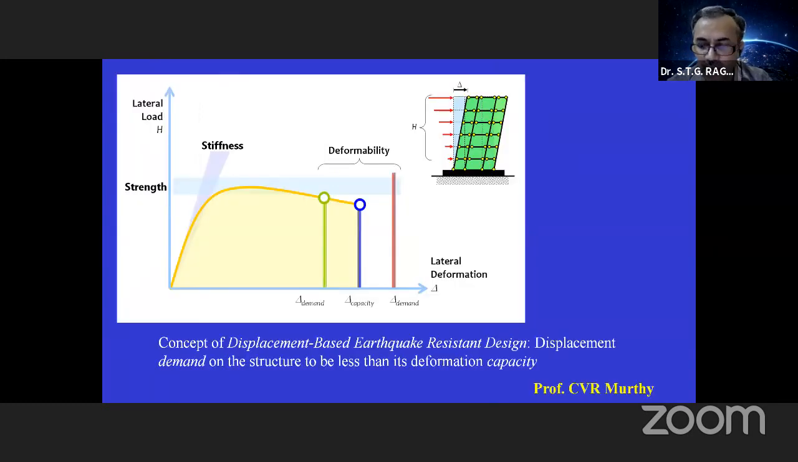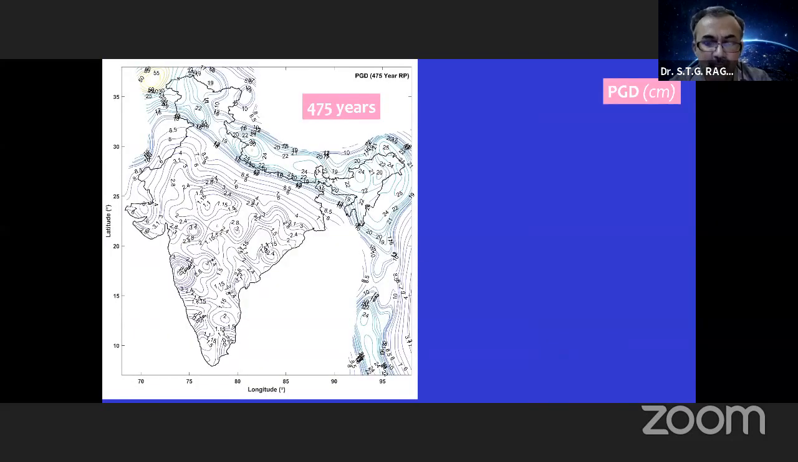Now, like Professor CVR mentioned, on the first day, earthquake means it is not force; it is basically a displacement kind of thing. So we have started working in this direction also, that is, to construct the inputs required for displacement-based design. That is, the displacement response spectra. So now this is the peak ground displacement map for the 475-year return period.